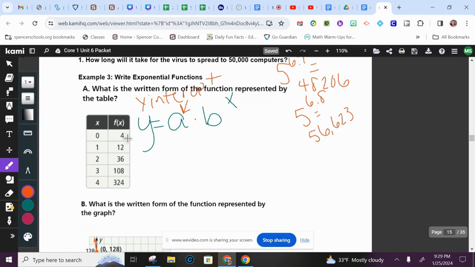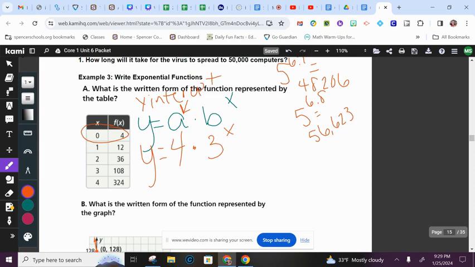So when looking at this table, I can see it starts at 4. So that's definitely my y-intercept, because that's where x is 0. So right here is my y-intercept. So I know this is 4. I'll put my y equals. And remember, b is the constant ratio. What's it multiplying by? Well, 4 times 3 is 12, times 3 is 36, times 3 is 108, times 3 is 324. So this equation would be y equals 4 times 3 to the x power.